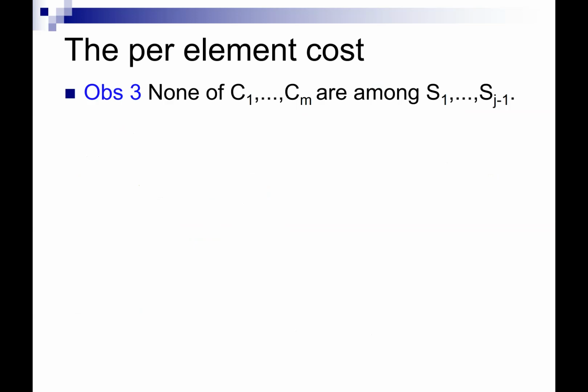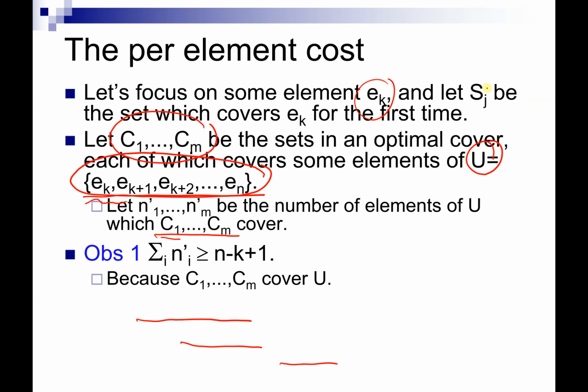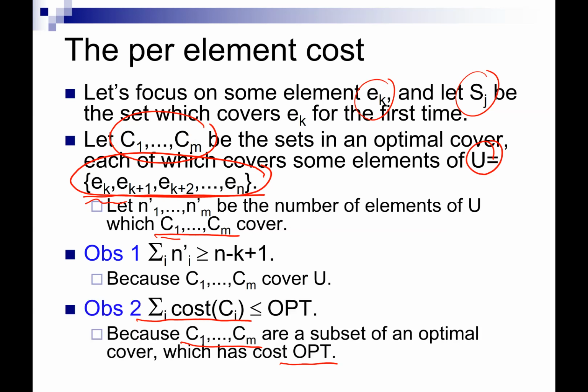Okay, so the third observation is that if you look at these C sets, none of them are among the first j minus 1 sets that we selected. Remember that we're looking at this element ek, and the first time that it's covered by one of the sets that the algorithm selects is the jth iteration, this Sj set. So prior to this iteration, we selected sets S1 up to Sj minus 1. And what we're saying is that none of these C sets can be among the first j minus 1 sets we selected.